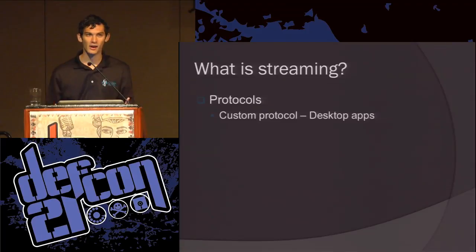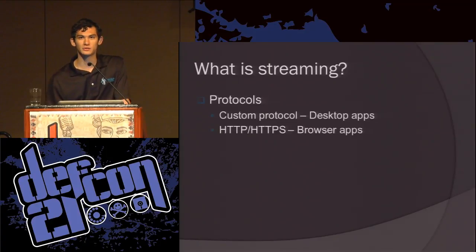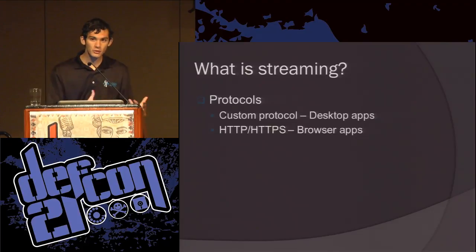However, I've noticed that some services like Last.fm use HTTP or HTTPS because they don't want to write their own custom protocol. But this is typically what you see in browser-based applications. So the regular Pandora app, SoundCloud, these guys are going to be using HTTP and HTTPS. And this is because they don't want to do extra coding. The browser does it all for you. Why would you want to do it yourself?